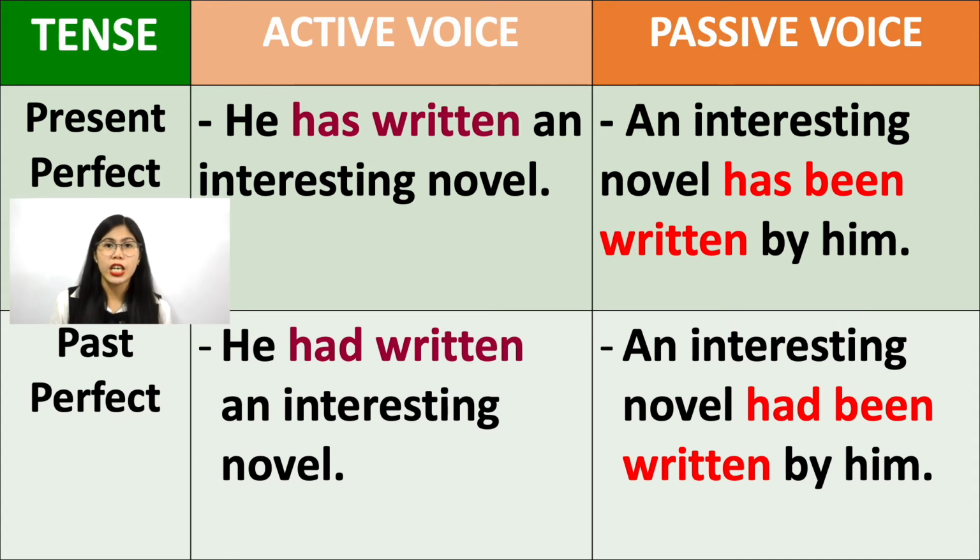On the other hand, if the sentence in an active voice has past perfect tense, which is he had written an interesting novel, you may write your passive voice like in our example. An interesting novel had been written by him. You just have to make your verb into had plus been plus past participle of the verb, which is written. You can determine if the sentence is in past perfect tense if you see the pattern had plus past participle form of the verb.